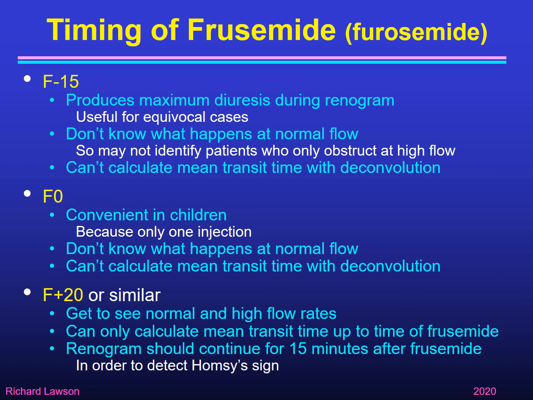F+20 or something similar like F+15, where you give frusemide partway through the renogram, is useful because you get to see the normal behaviour before you administer frusemide and the behaviour at high flow rate after frusemide. However, it only allows you to calculate mean transit time up to the time at which frusemide is administered, and you must ignore the calculation after that.